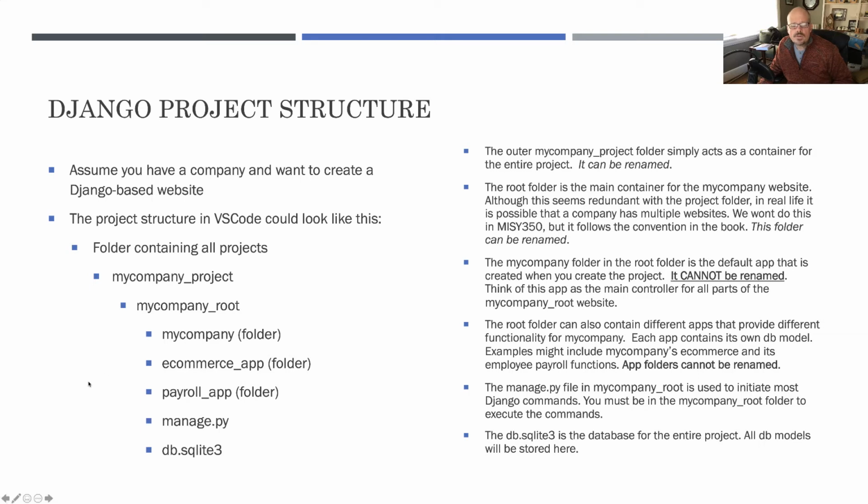And then you also have a couple of files, manage.py and in this case db.sqlite3. Manage.py is a utility file. It is used to initiate most of the Django commands we're going to be using this semester. And the db.sqlite3 is the database for your entire website. That is the My Company root website, and all of the database models and all of the data for your website will be stored there.